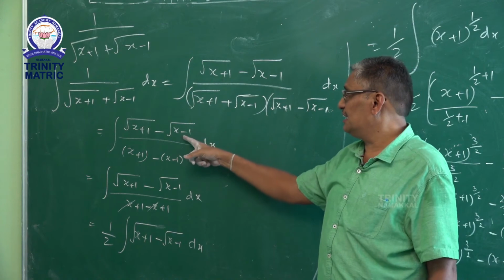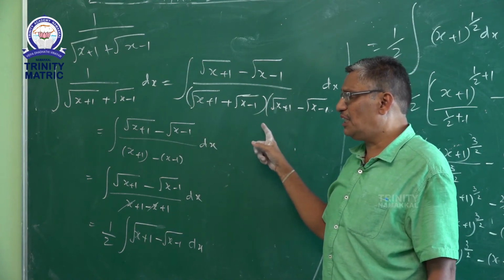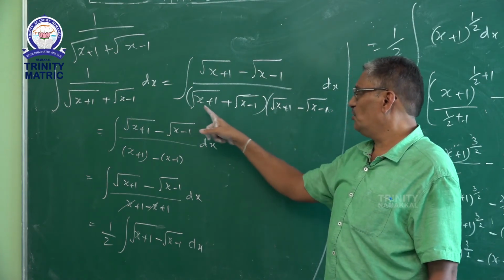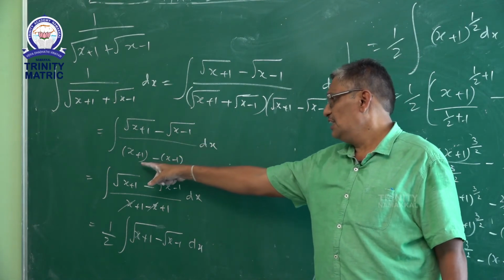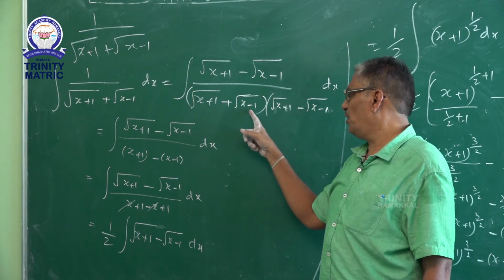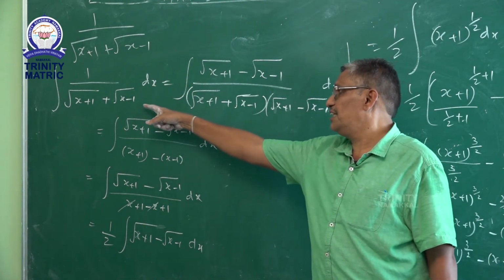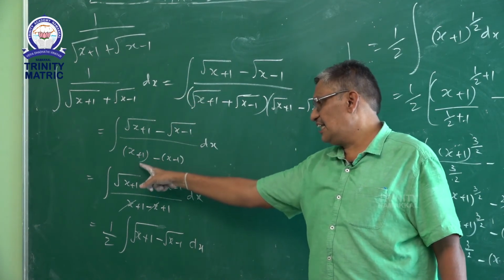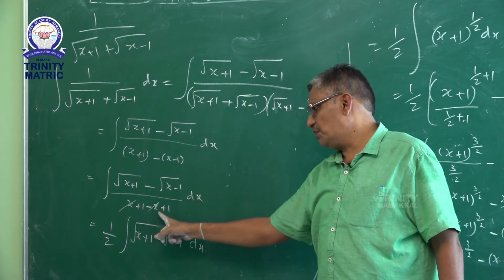So the numerator is as it is. You know this formula, a plus b into a minus b. What is the formula? (a plus b) into (a minus b) is a square minus b square. So square root of x plus 1 whole square, the square root will be removed, x plus 1. Like that, root x minus 1 whole square, the square root will be removed, that is x minus 1, dx. The numerator and the denominator conjugate as it is. Now I am simplifying the denominator. What is it? x plus 1 minus x plus 1. Plus x minus x will be cancelled, 1 plus 1, 2.